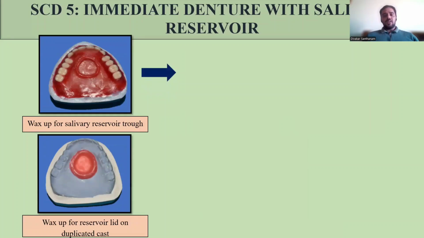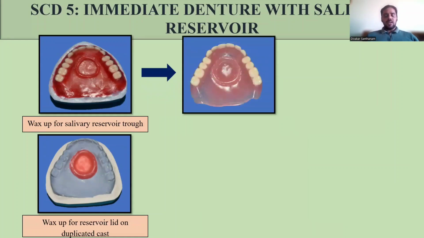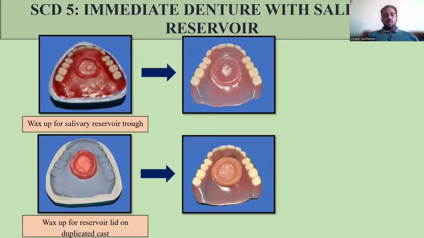Then we duplicated the wax-up cast and poured it with dental stone. Over that trough, we made a reservoir lid with the help of wax. Then we did conventional curing for the wax-up denture and the reservoir trough. For the lid, we did curing with silicone, which is helpful to press it as well as to release the salivary substitute inside the lid.